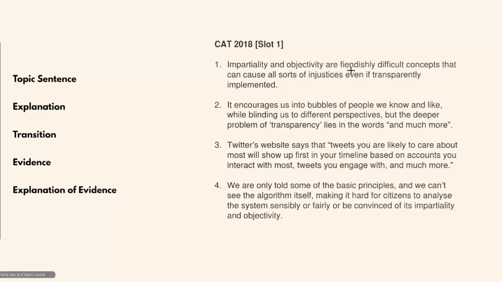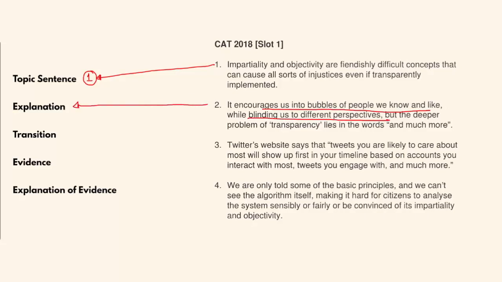"Impartiality and objectivity are fiendishly difficult concepts that can plague all sorts of industries, even if transparently implemented." You're almost going, sir, this has to be a topic sentence. Amazing sentence, good sentence. You would say, okay, that's a topic sentence. "It encourages us into bubbles of people that we live." So this is kind of explaining the whole topic. I don't know whether it's an explanation of the topic sentence or an explanation of the evidence. Both have explanation. It is explaining some concept. We don't know. We leave that at that.